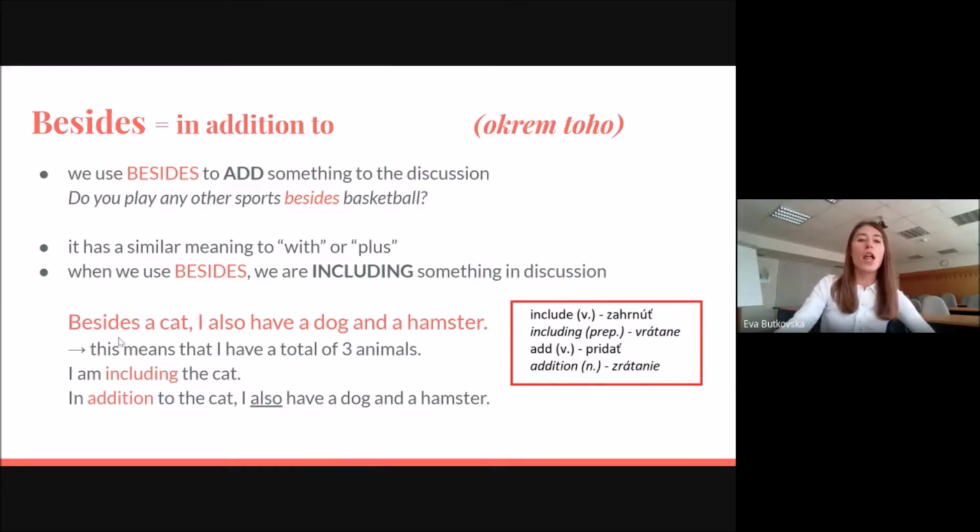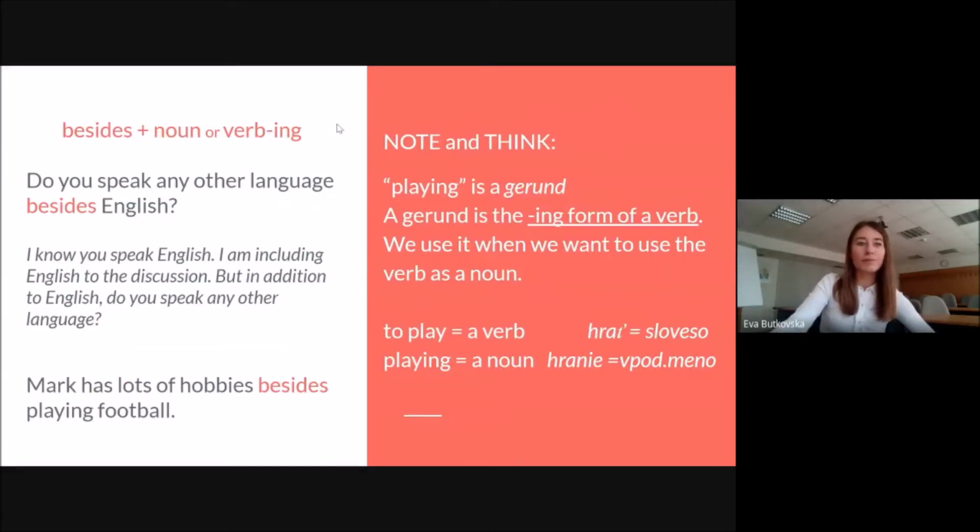Okay, let's do a little bit more on structure. So like we said, besides is followed by a noun. Do you speak any other language besides English? What we are saying is, I know you speak English, but I'm including English in the discussion. And I'm asking, in addition to English, what other language do you speak? Besides, in this sentence, is followed by a noun, English.